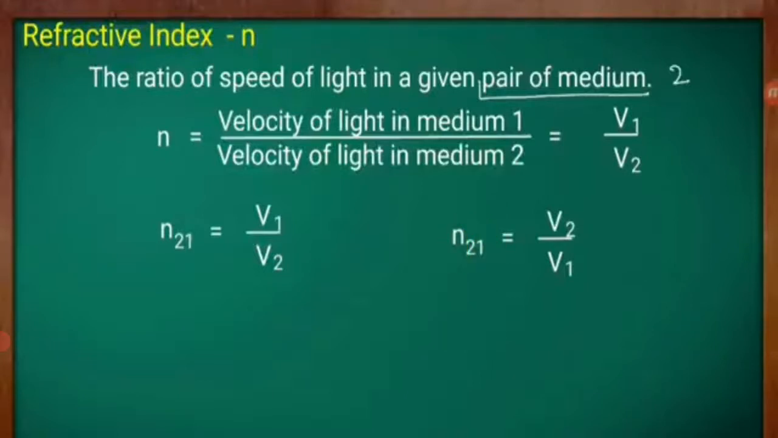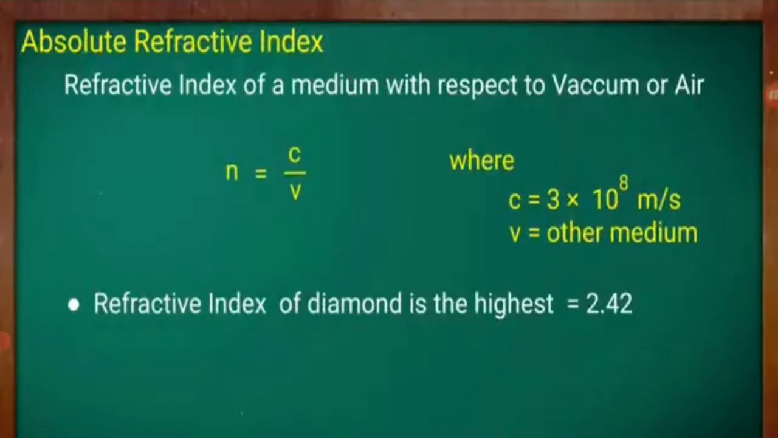Now, after referring to the refractive index, we need to also know about the absolute refractive index. Absolute in the sense that we are comparing the refractive index of a certain medium with respect to air or vacuum. So that is n equal to c by v, where c is the constant, that is the speed of light in air or vacuum, 3 into 10 to the power 8 meter per second, and v is the velocity of light in the given medium, whatever medium we are considering. It might be water, it might be glass, etc.